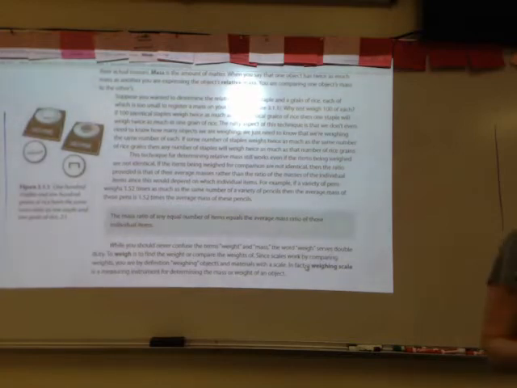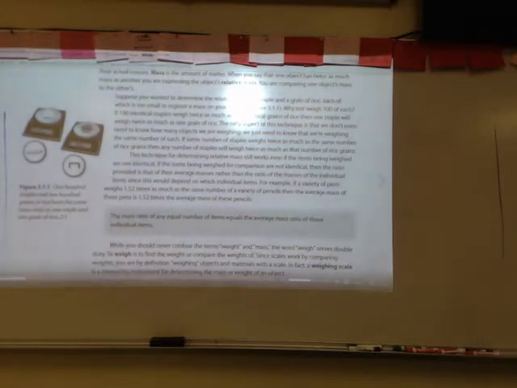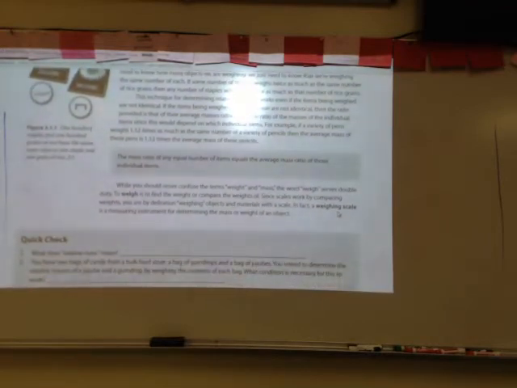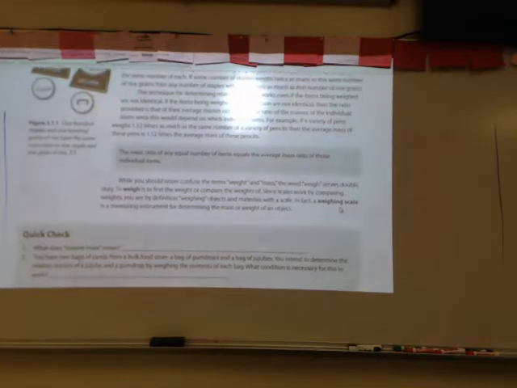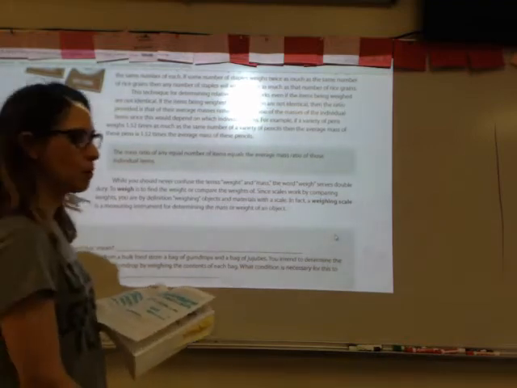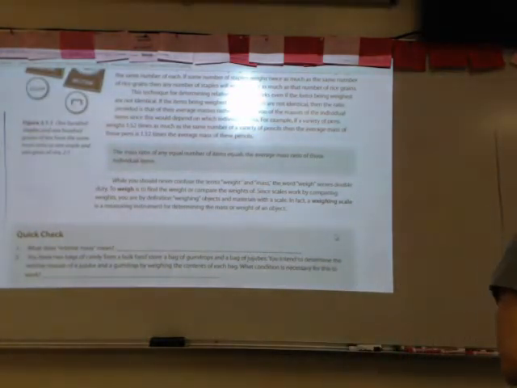And this works even if the items that are being weighed are not identical. If we have a variety of pens, you might find that a variety of pens weighs 1.5 times as much as the same number of a variety of pencils. So you would say that the average mass of the pens is 1.5 times the average mass of pencils. So the mass ratio of any equal number of items equals the average mass ratio of those individual items.